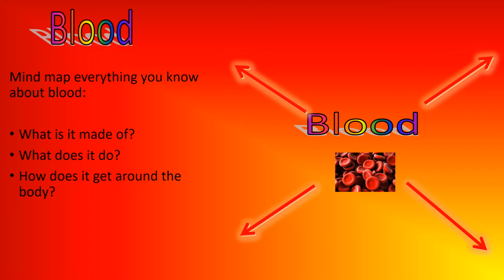The very first activity that I'd like you to do is to mind map everything you know about blood. So what is it made of? What does it do? How does it get around the body? Things like that. With this mind map, as we go through the video, I want you to tick off if I mention something, if you got it right, and add to your mind map so that by the end you have a mind map that's got everything you need to know about blood.